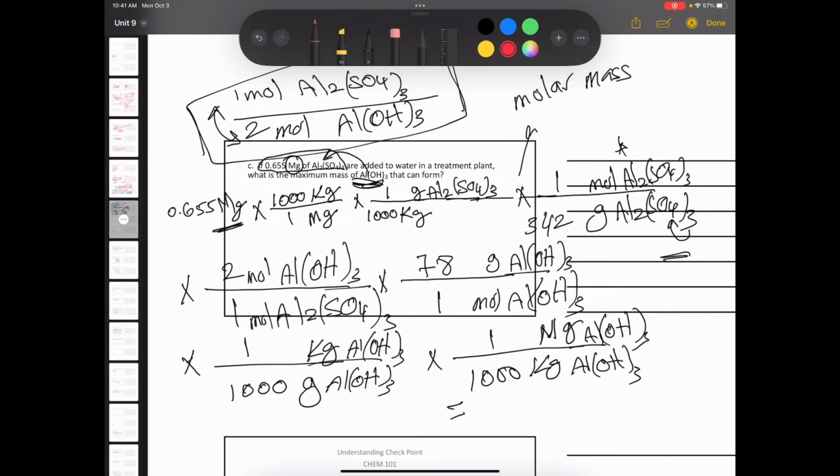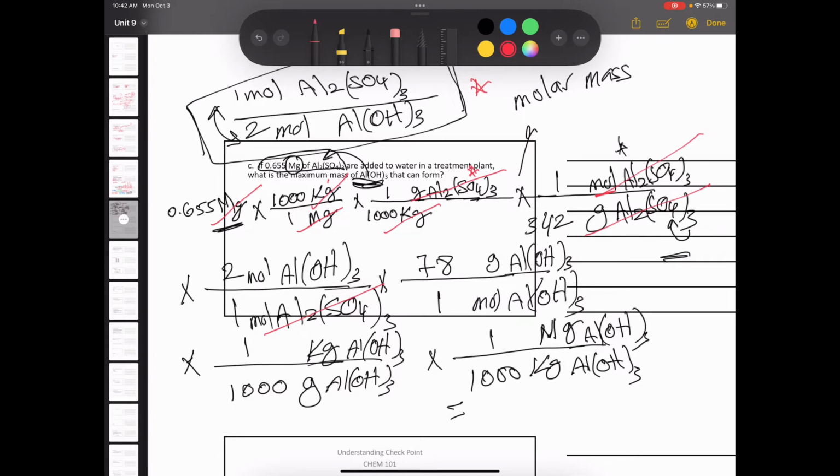All right, let's try to cancel out everything that needs to be canceled. So the megagram is going to cancel out with a megagram. Now I'm left with the kilograms, right? So kilogram is going to cancel out with a kilogram. Now I have grams of Al2SO4. Now I converted the grams of Al2SO4 into a mole of Al2SO4. So I can use this relation right here. So now the grams of Al2SO4 cancel out with a gram of Al2SO4. I am left with a unit of mole of Al2SO4. And that's where I use my conversion factor. Okay? So the moles of Al2SO4 cancel out with the moles of Al2SO4.